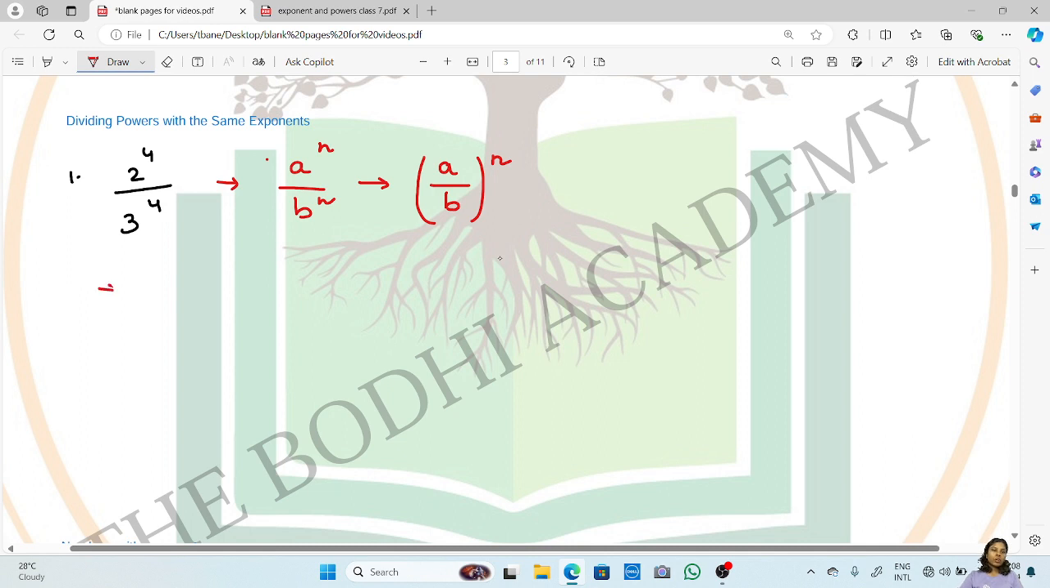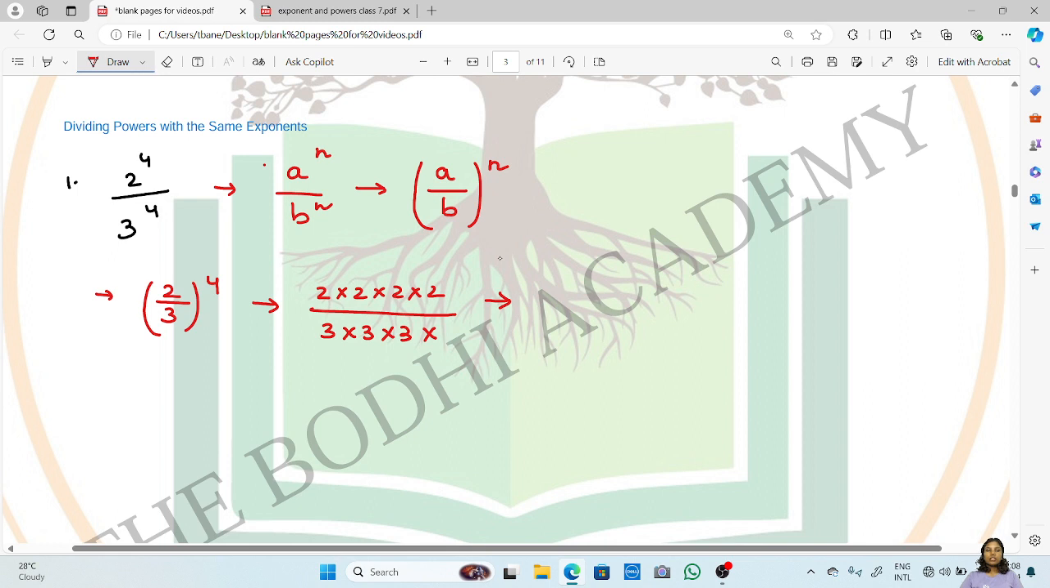So here we'll write it as 2 upon 3, the whole raised to 4. Then you can elaborate it. This will be 2 into 2 into 2 into 2 upon 3 into 3 into 3 into 3. So this way we elaborate it and then we write the final answer. So when we have dividing powers with the same exponents, what we do? We take it as common and we write it as the whole, whatever power that it is raised to.